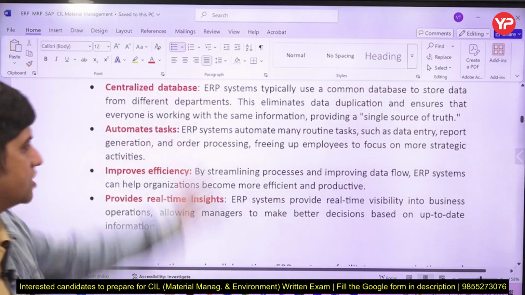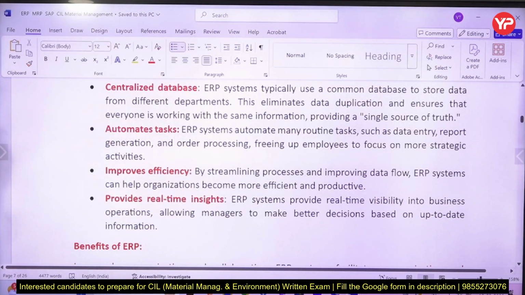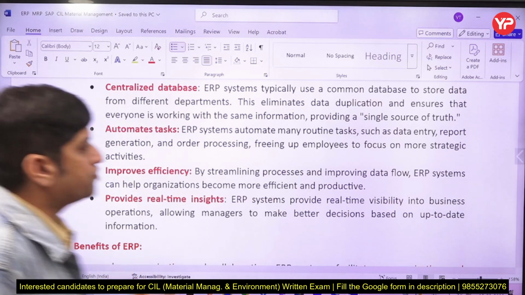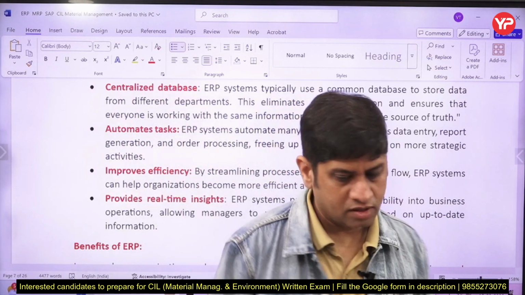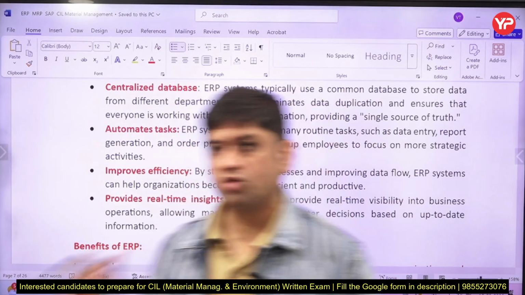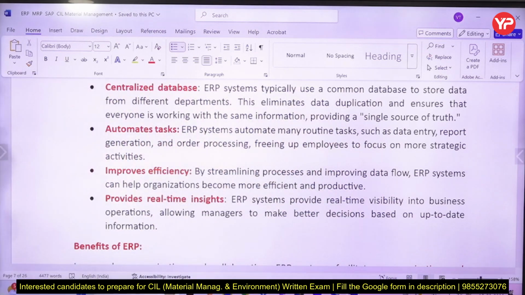It automates the task. The routine tasks like data entry, report generation, order processing. So employees are free from these kinds of activities. The employees do not need to focus on these small routine menial activities. Employees do not have the requirement for it. So it automates the task.